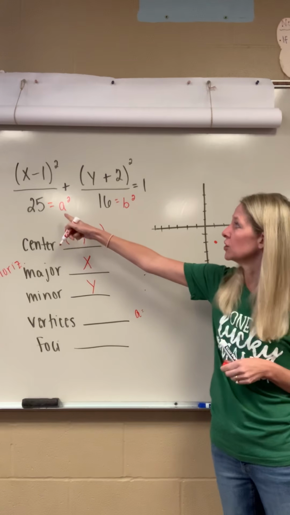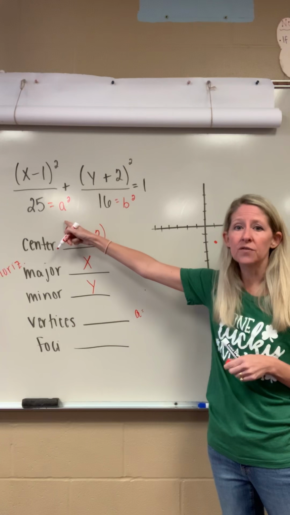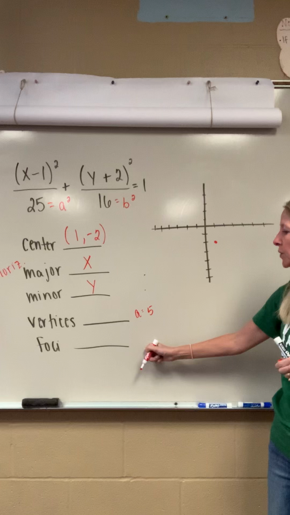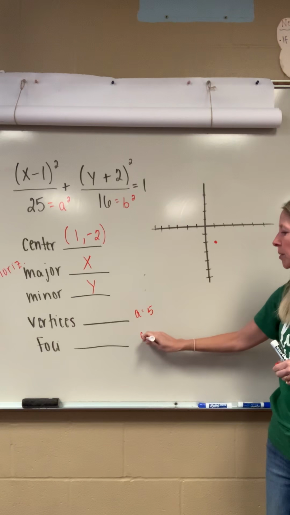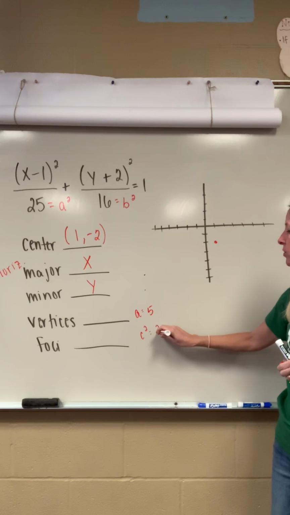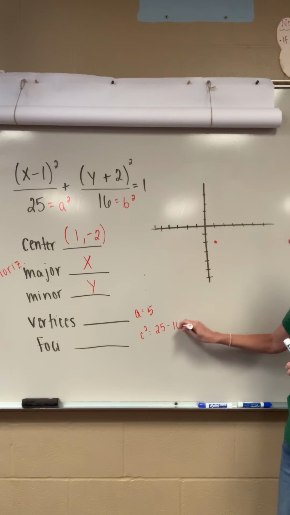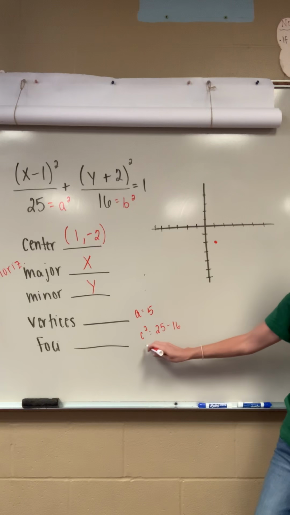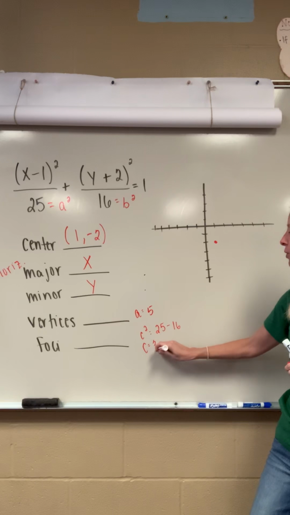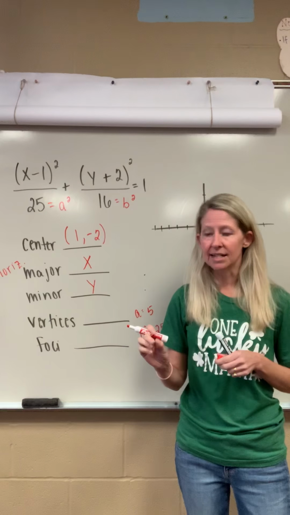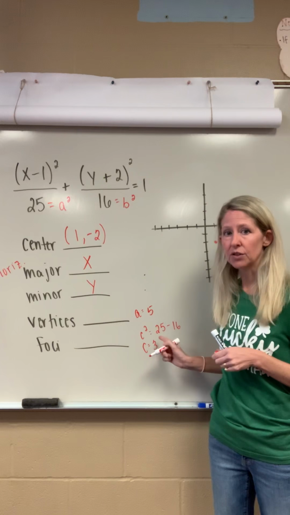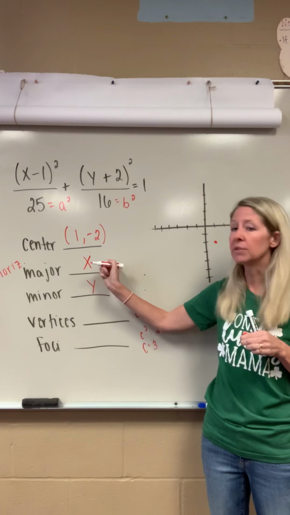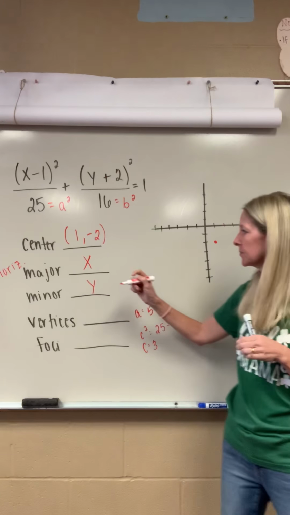Now, for vertices, we always use A, and for foci, we always use C. The A value, if the first denominator is 25, that's a squared, so that means A is 5. For the foci, we have to find the C value. Remember, C squared is equal to A squared, which is 25, minus B squared, which is 16. Now 25 minus 16 is 9, and when you take the square root, you get a C value equal to 3. So we're going to use those two values, the 5 and the 3, and from the center, we're going to go left and right. We're going left and right because that's the major axis.